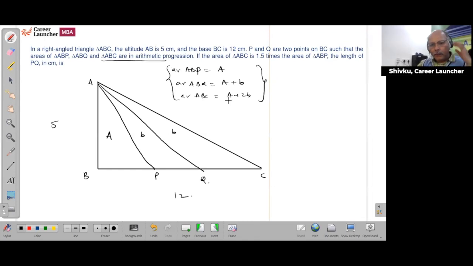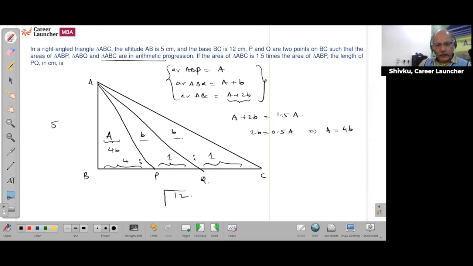If the area of ABC is 1.5 times, right? So this A plus 2B is equal to 1.5 times A is what the question is saying, which implies 2B must be equal to 0.5A or A must be equal to 4B. That's it. I think this is done. 4B, B, and B. Since the height of all these triangles is the same, the ratio of the bases must be equal to 4:1:1.